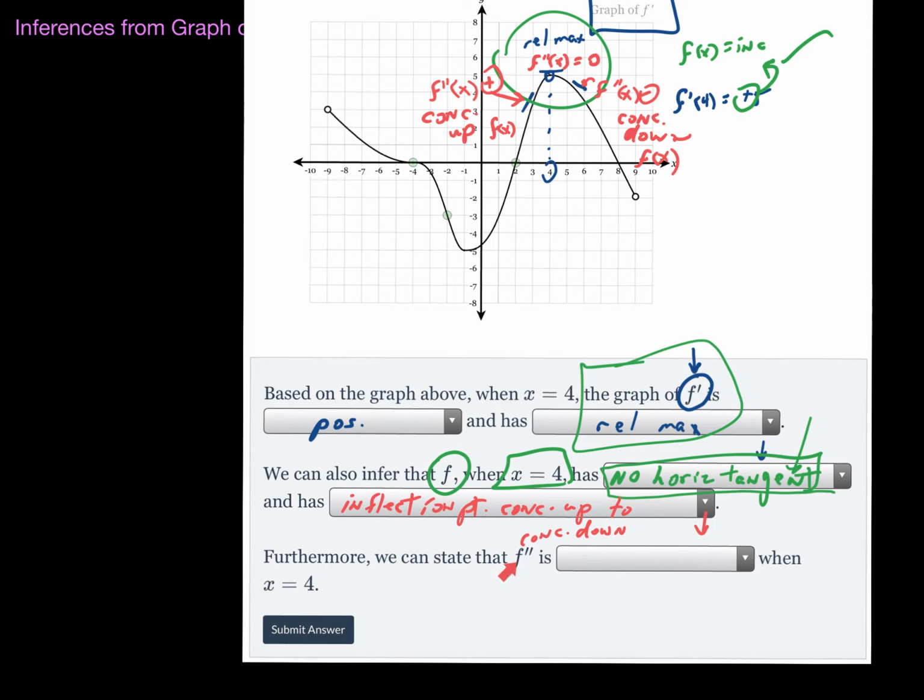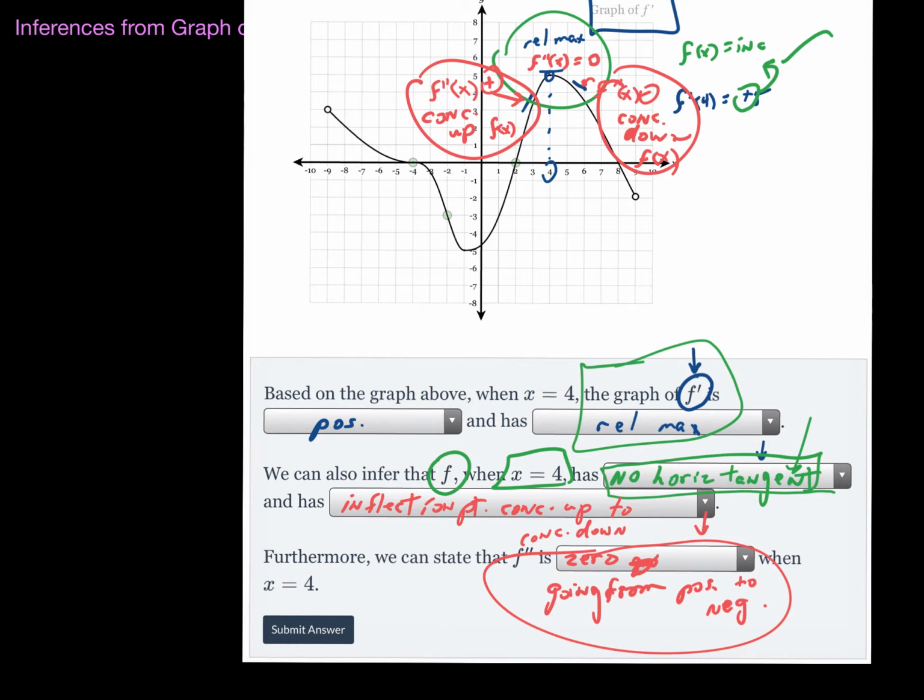Next, we can state that on the second derivative graph, this is f prime, which means we're talking about the slopes of the tangent lines of this graph. At x equals 4, what do we have? Well, the second derivative is 0, and it is going from positive to negative. There are going to be different choices under this drop-down. This is the only one that is correct. So look at the graph and see if it makes sense to you.